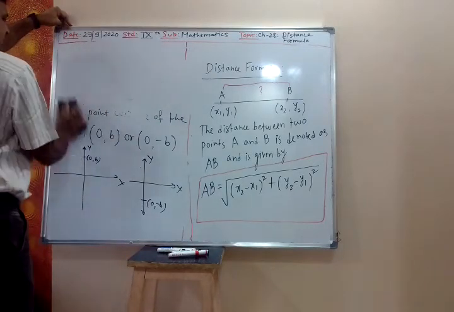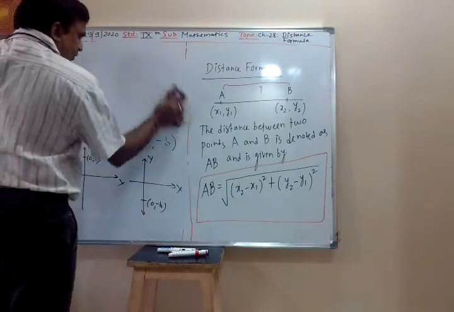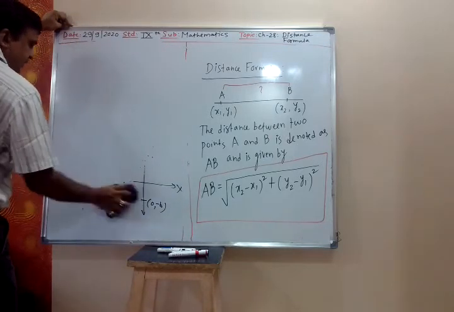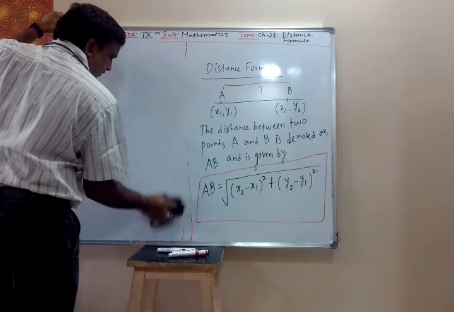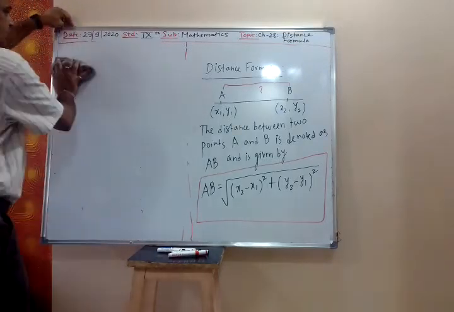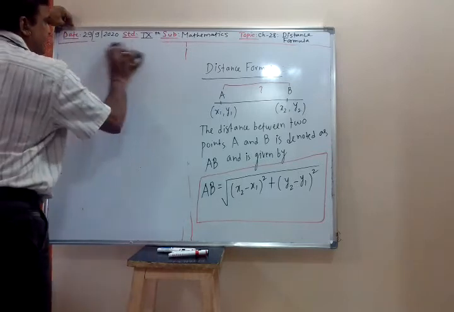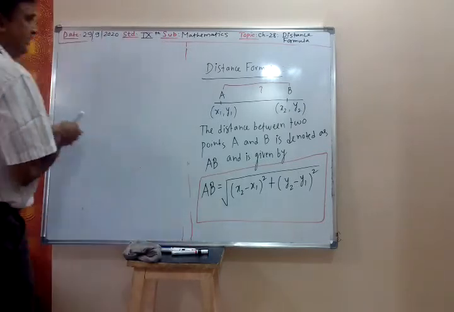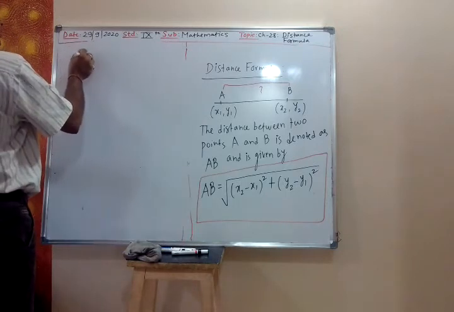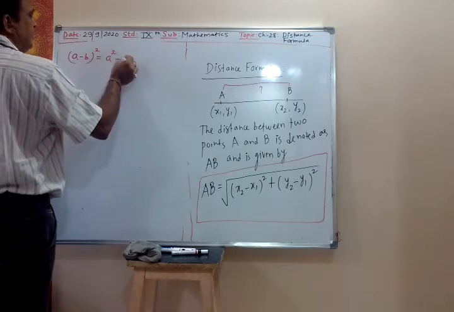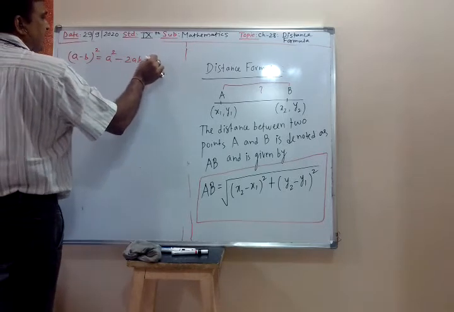Now as we have seen the formula in the expansion, what is A minus B whole square? A minus B whole square is A square minus 2AB plus B square, correct?